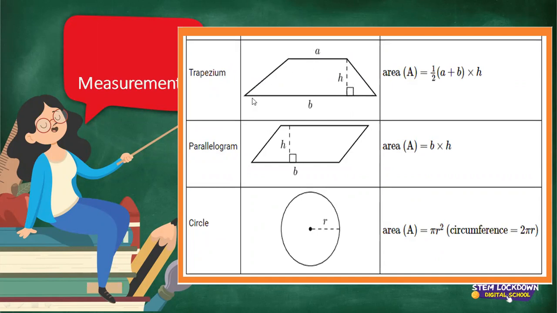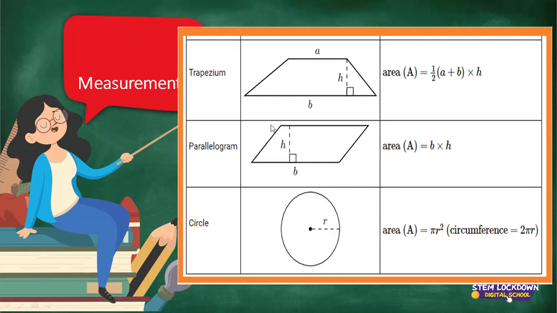So we find the area of the trapezium. This is half multiplied by the sum of the parallel sides times the height. The area of a trapezium is half multiplied by the sum of the parallel sides times the height. Okay, that will give us the area for a trapezium.